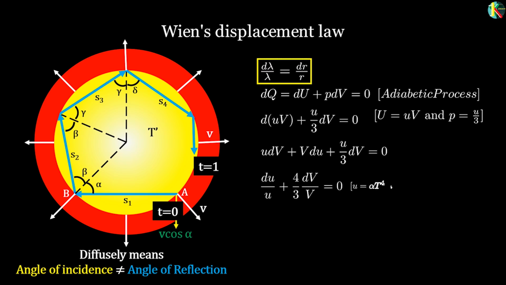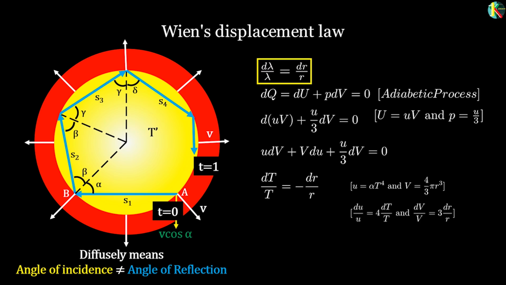But from Stefan's law, we get u equal to aT to the power 4 and V equal to 4/3 pi r cube. Plugging these in the previous equation, we yield dT by T equal to minus of dr by r. Combining the equations, we have d lambda by lambda equal to minus dT by T, and on integration, this gives lambda multiplied by T equal to constant. Thus, if radiation of a particular wavelength at a given temperature adiabatically changed to another wavelength, the temperature changes in the inverse ratio. This is the Wien's displacement law of radiation.